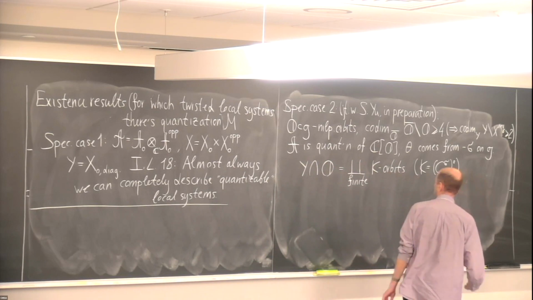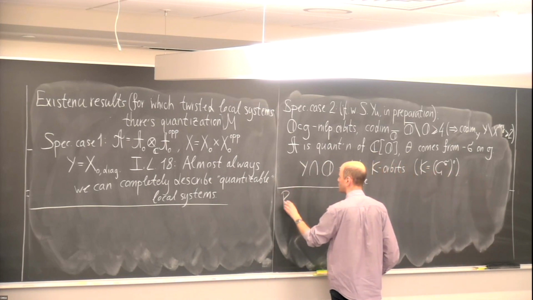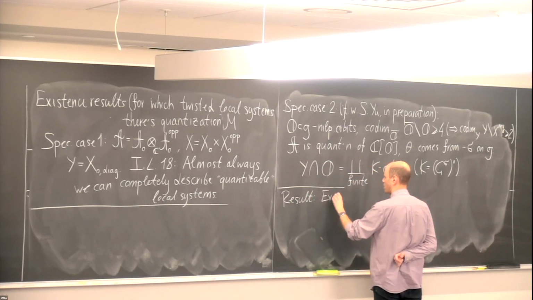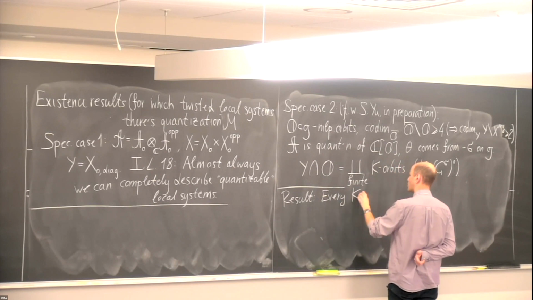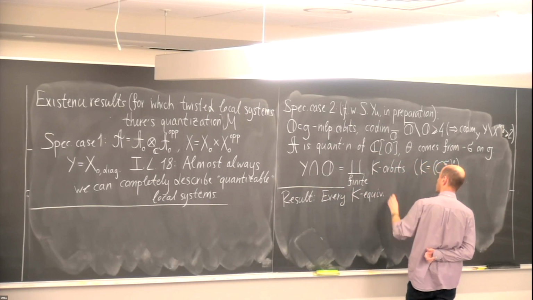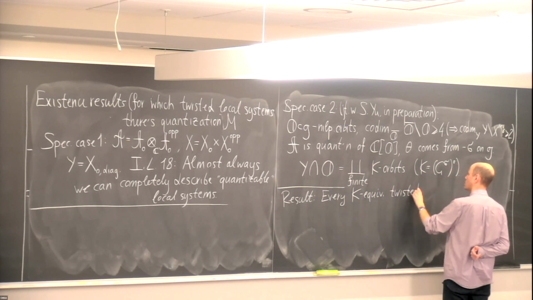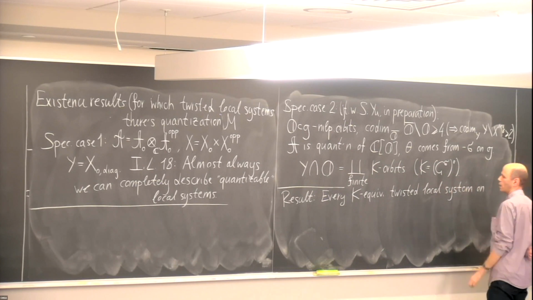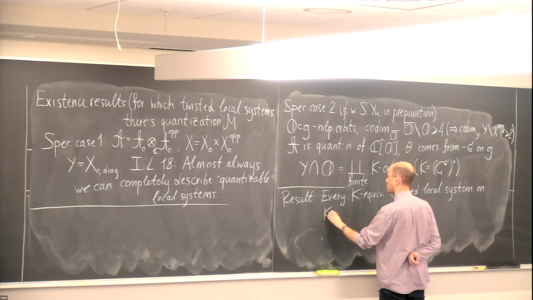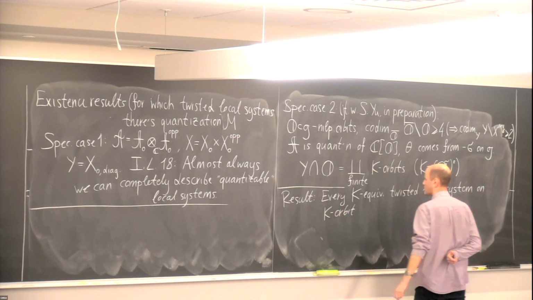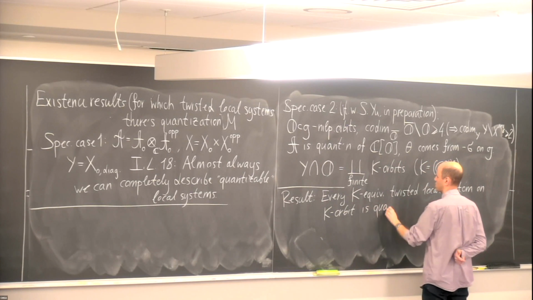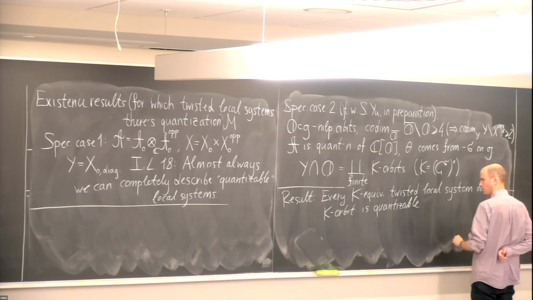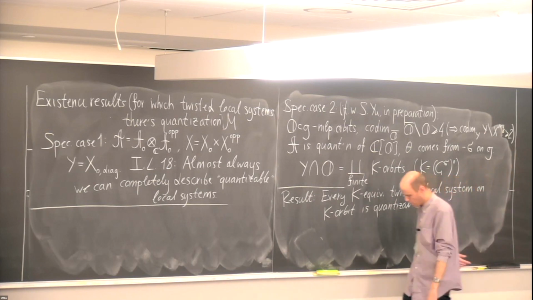And so in this case, the result can be stated like this: every K-equivariant twisted local system on every one of these K orbits is quantizing. So for every K-equivariant twisted local system, I can find a Harish-Chandra module corresponding to this local system.